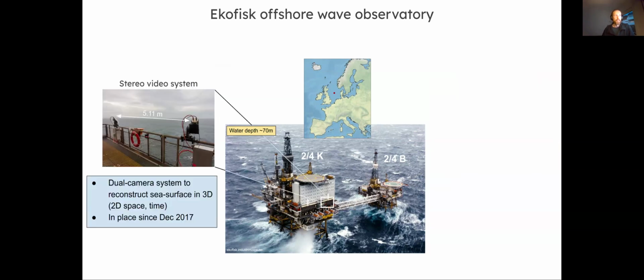We've also had a stereo video system on the platform for quite a few years now. This system was installed in 2017. It's been producing raw data for more or less continuously since then. Of course, we're not able to process all of the images that get taken, but we do have, at this point, what I believe is the most comprehensive offshore stereo video dataset pretty much anywhere in the world.